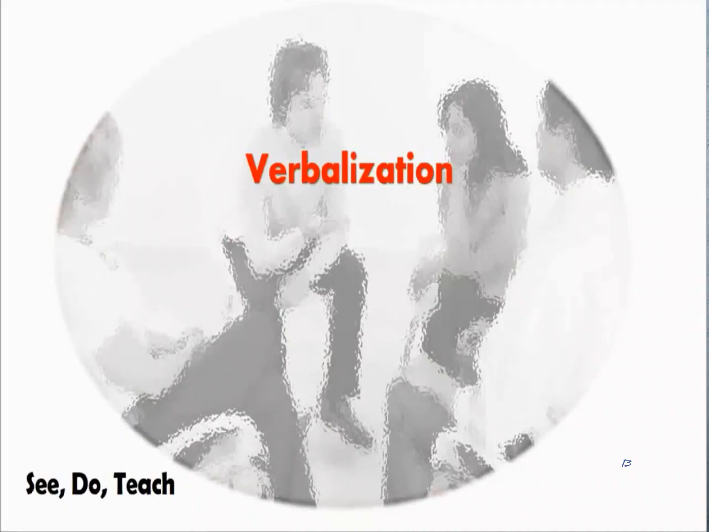When students teach each other, it accomplishes several things. Verbalization. It allows the student to verbalize what he or she just learned, thus reinforcing the concept. Mastery. If you can't teach someone else how to do something, do you really know how to do it?